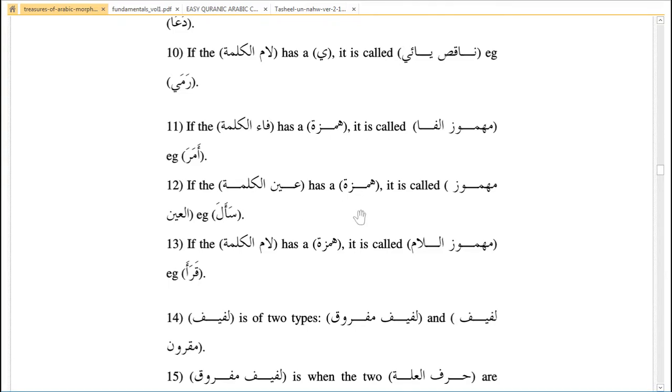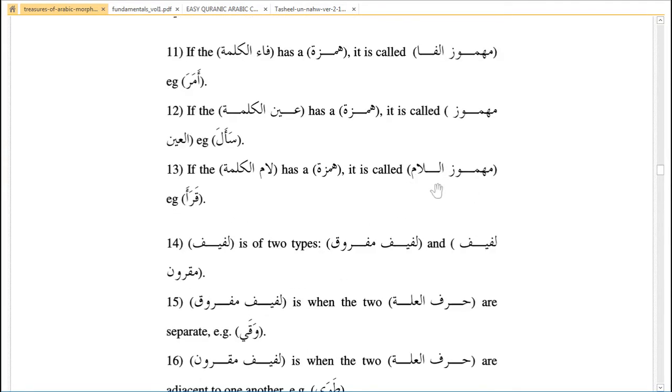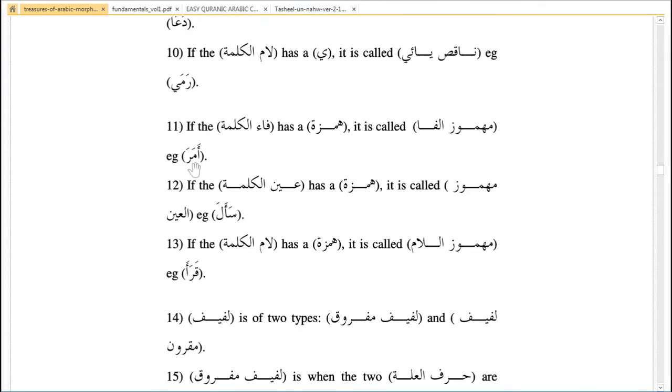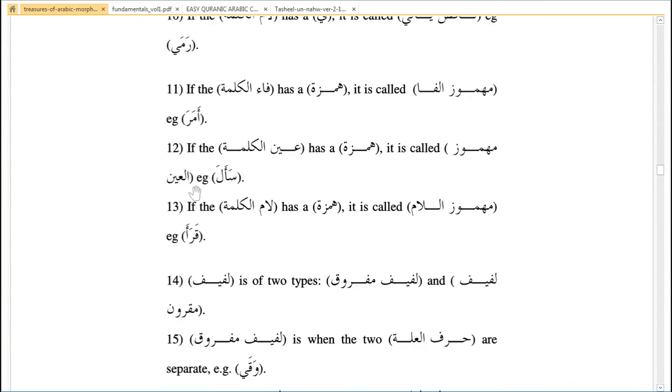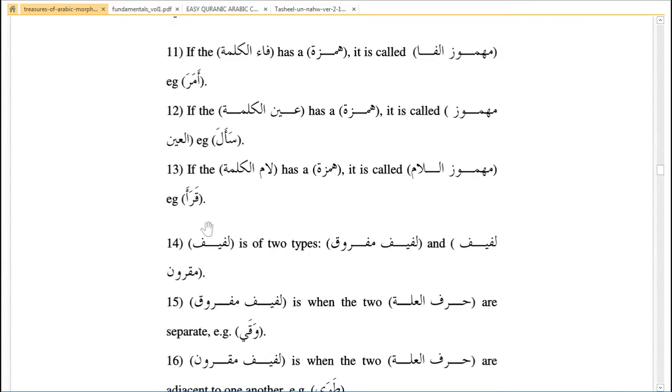It's called Mahmuz al-Ain. Or Mahmuz al-Lam, where the Lam kalima has Hamza. For example, Qara'a. So Amara, the first letter, which is Fa, has Hamza. Sa'ala, the Ain kalima, has Hamza. And Qara'a, the Lam kalima, has Hamza. Just remember the name, inshallah. And further, if you study more grammar, inshallah, or somewhere you're reading and Mahmuz al-Lam comes, you will understand what it means.